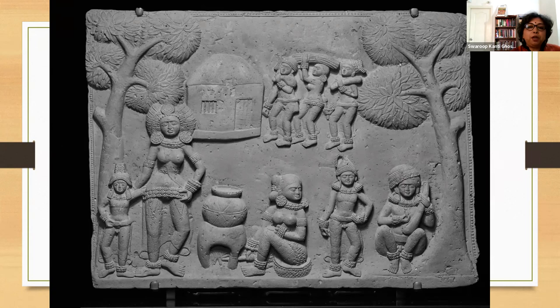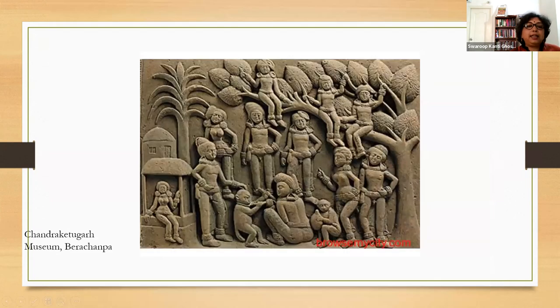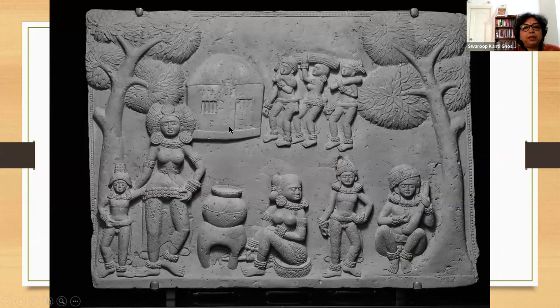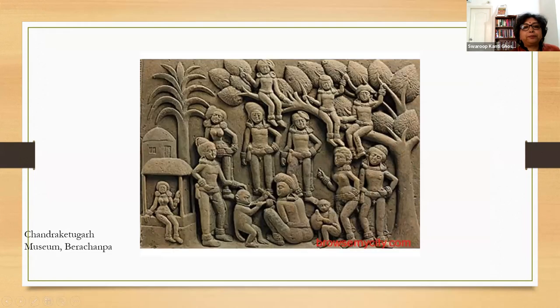But I wanted to show you, because one aspect was the kind of oven that is being used here. And secondly, this plaque is displayed in the Chandraketugarh Museum in Barachampa. This place is in North 24 Parganas near Chandraketugarh. And we have a similar type of hut, one door, one window, and in the front you have a porch-like thing. This one door, one window is very much evident in this hut also. So a similar pattern could be noticed in this depiction.